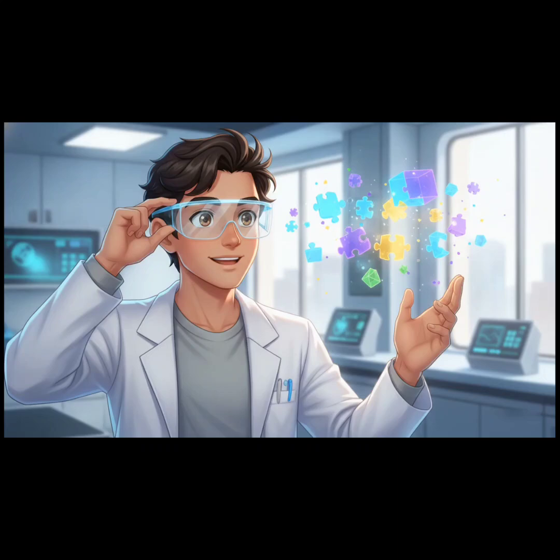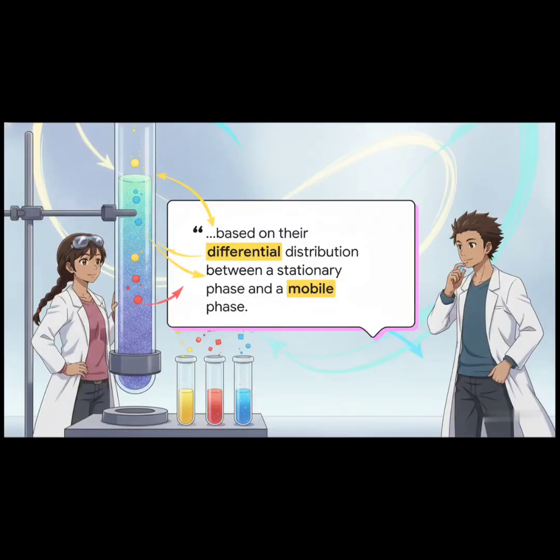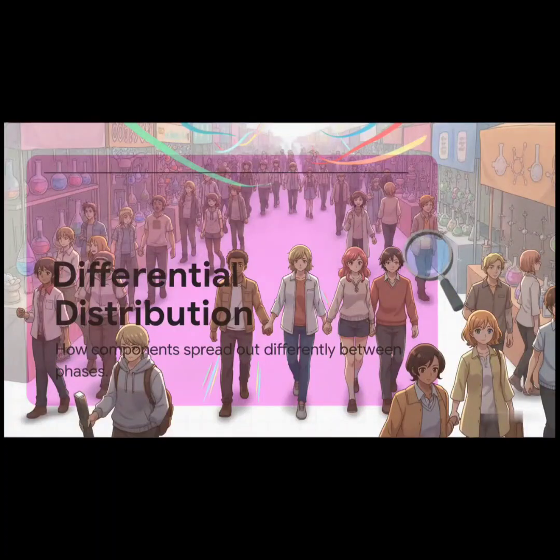Now it's time for decoding the jargon. What's really interesting here is how the document finishes that first definition. It says, "based on their differential distribution between a stationary phase and a mobile phase." Okay, pause. The phrase differential distribution sounds incredibly complicated, doesn't it? But it's actually describing a very intuitive physical behavior. Let's isolate that specific term for a second. By translating the text, we can define differential distribution as simply the way components of a mixture are shared or spread out differently between phases.